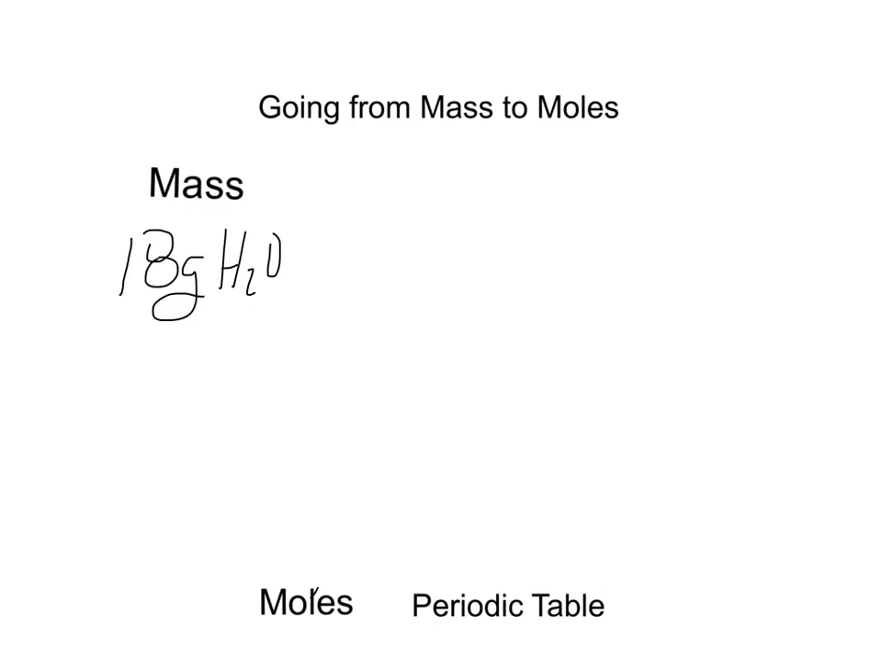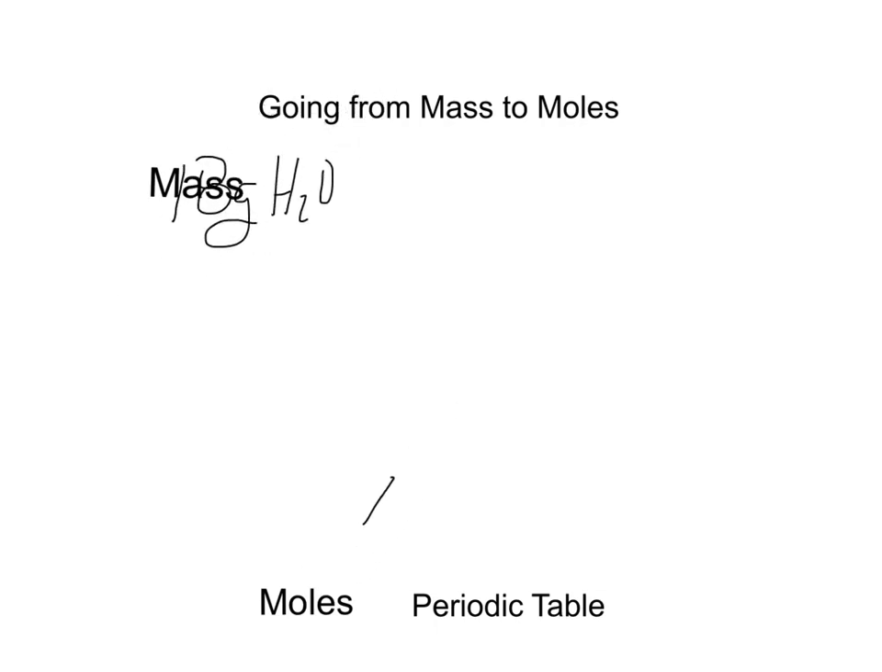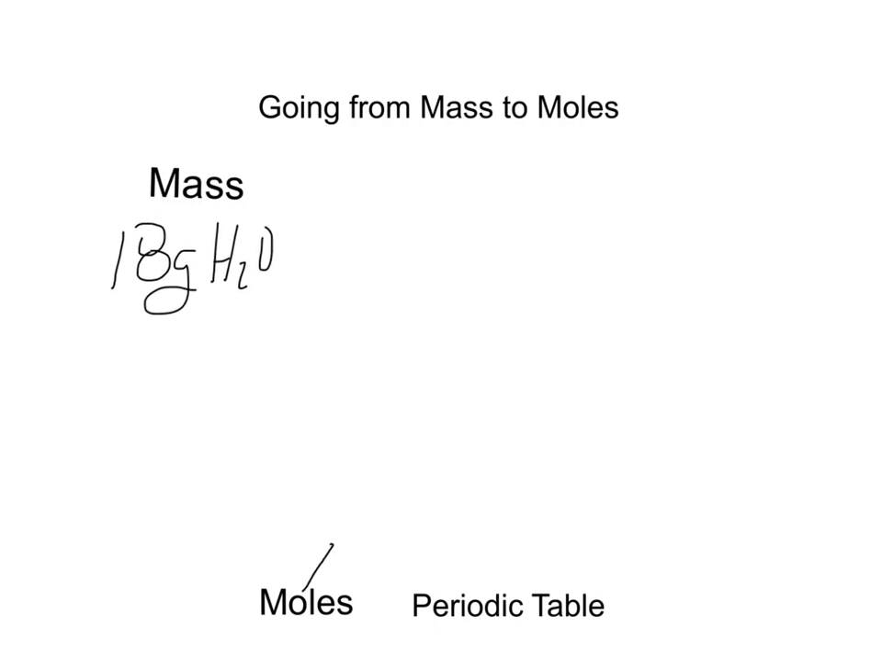So we always want to put on top where we want to go. I put the moles on top, and I want to put the mass down underneath, because that's where I want to get rid of. So here I would put the mass of what I determined from the periodic table.